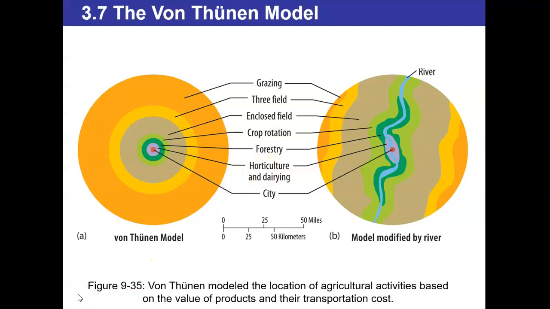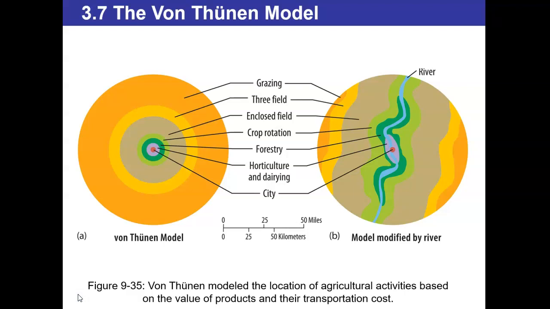Looking at the second ring, the next ring out from the cities contains woodlots, where timber is cut for construction and fuel. Closeness to market is important for this commodity because of its weight. This is indicated on the model as forestry.